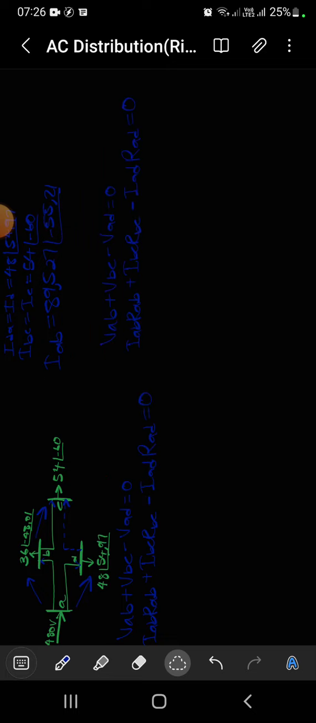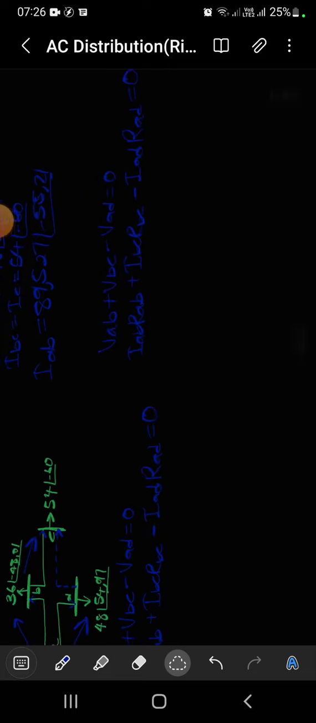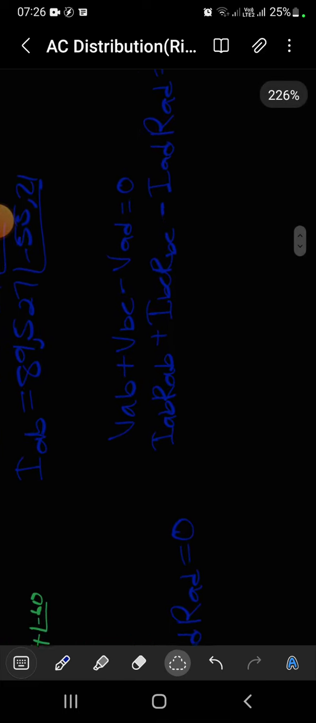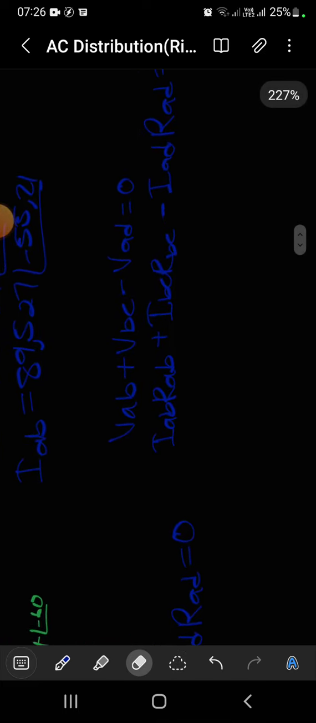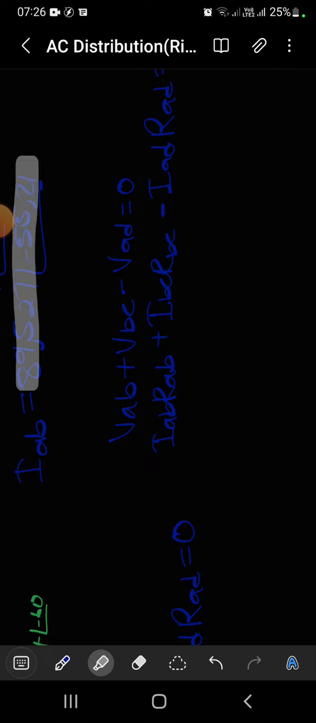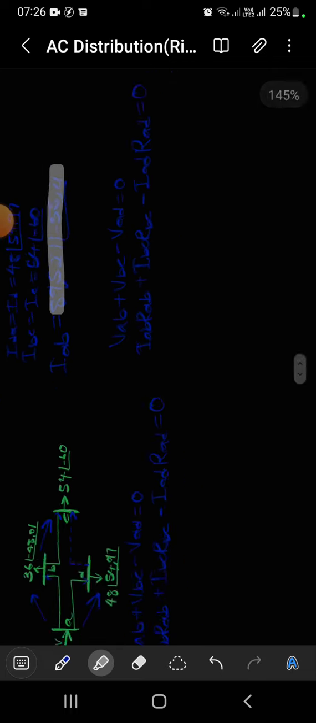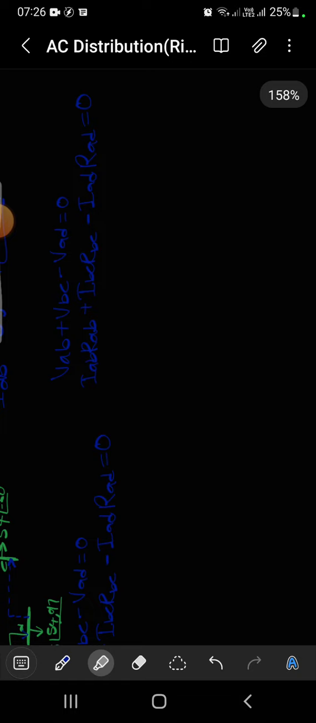Good. So this is very simple. We're going to take the value of AB, which is 89,527 at an angle of minus 55.21, and then we couple it with the resistance value. The resistance given to us is 0.36 at an angle of 18.